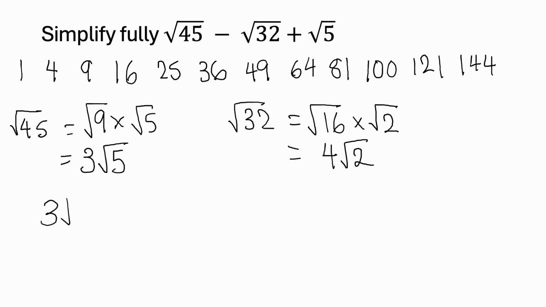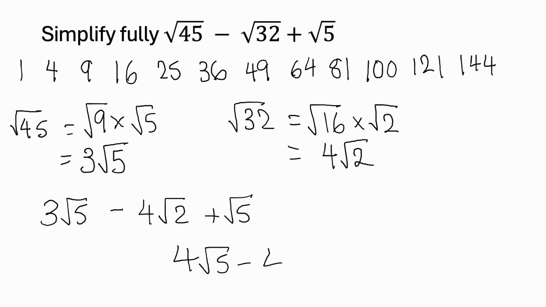So now we've got 3 root 5 minus 4 root 2 plus root 5. We can only simplify the root 5 and the 3 root 5. So if we do 3 root 5 add root 5, we get 4 root 5. So this will simplify to 4 root 5 minus 4 root 2. And that is it.